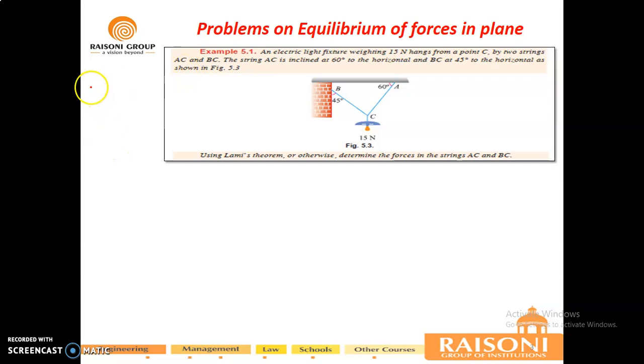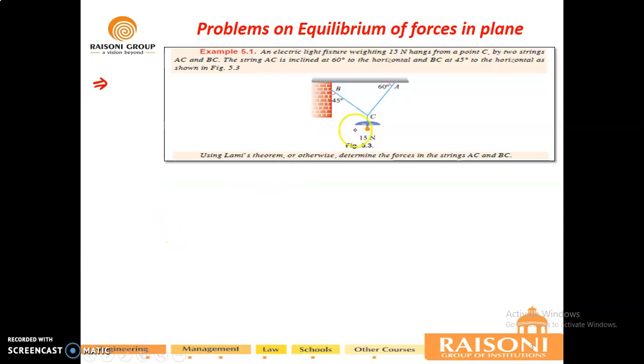Firstly, read out the question. An electric light fixture weighing 15 Newton hangs from point C by two strings AC and BC. The string AC is inclined at 60 degree with horizontal and BC is 45 degree to the horizontal as shown. Using Lami's theorem or otherwise, determine the forces in the strings AC and BC.